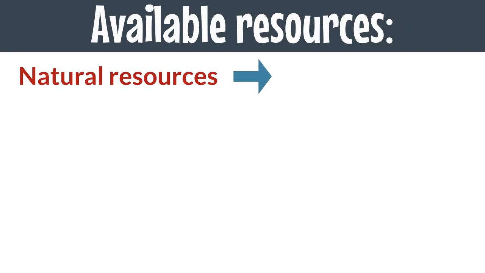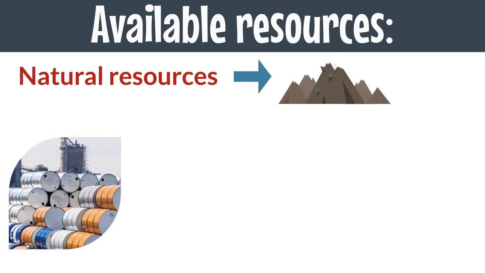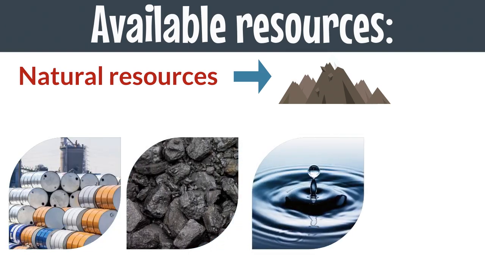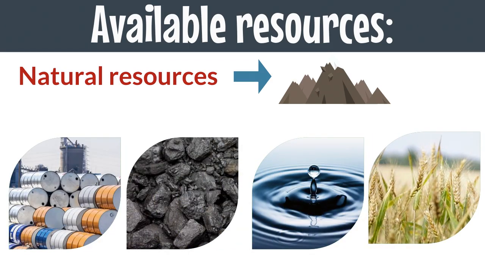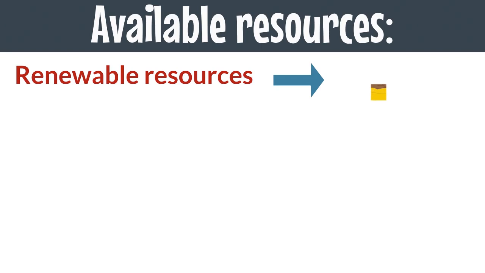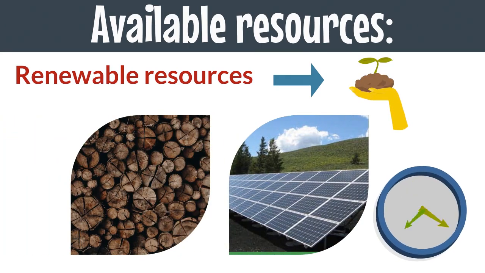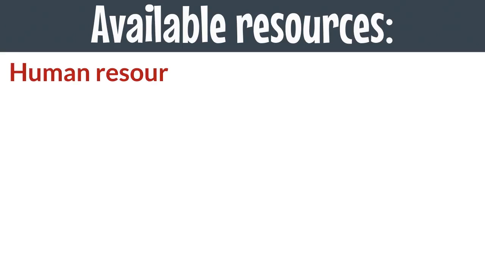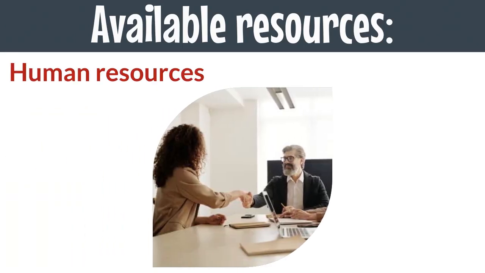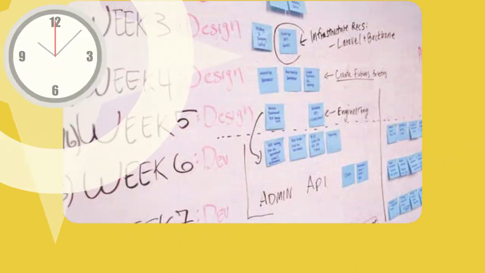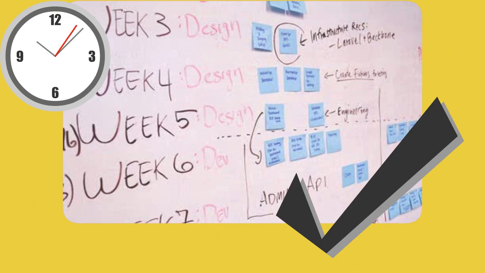Resources can be natural resources, which are those resources occurring in nature that can be used to create wealth, such as oil, coal, water, and arable land. Renewable resources, which are the natural resources such as wood and solar energy that can be replenished naturally with the passage of time. And human resources, which are the people employed in a business or organization. When scheduling tasks, the time frame for completion must also be identified.